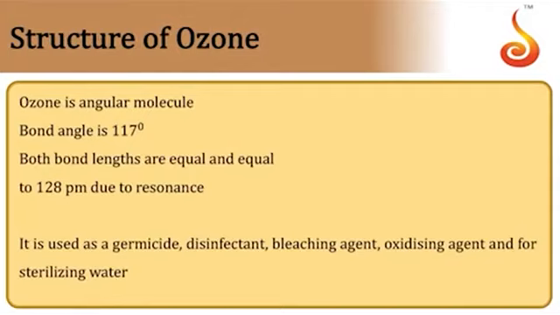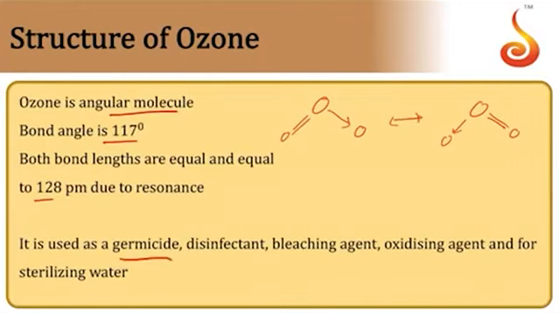Coming towards the structure, the molecule is angular, and the bond angle is 117 degrees. Bond lengths are equal because of the resonating structures. We can take the structures like this: an oxygen molecule with one coordinate bond and a double bond, and then the other structure the other way around. So because of these two resonating structures, the bond lengths are equal, both being 1.28 angstrom units, and the bond angle is 117 degrees.